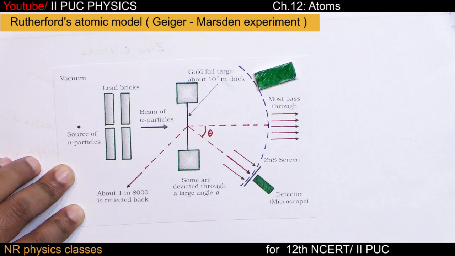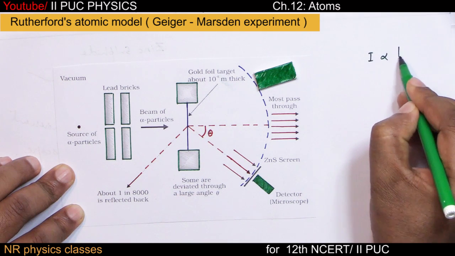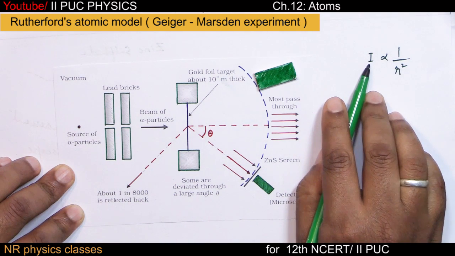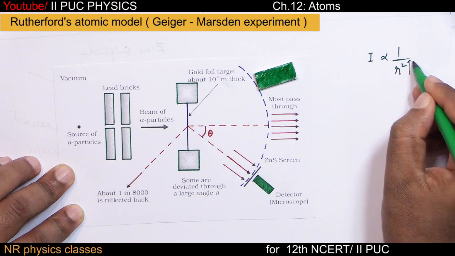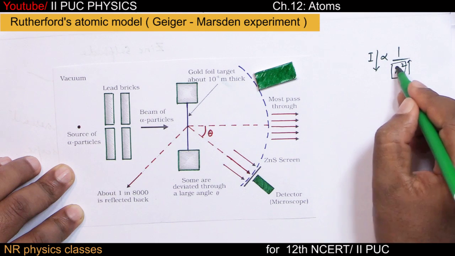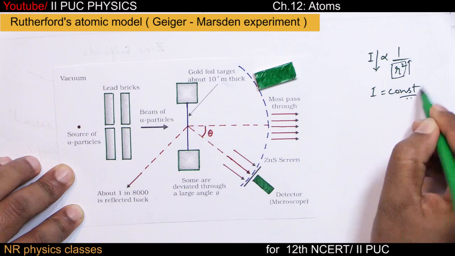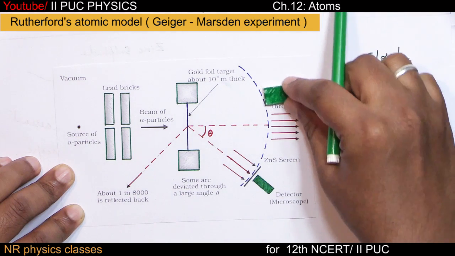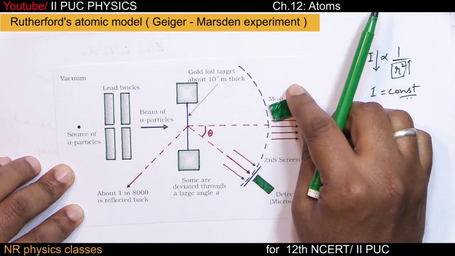So variation of intensity with respect to distance can be neglected, because the intensity of alpha particles is directly proportional to 1 by r square. If distance increases, intensity decreases. If distance is constant, intensity is also constant. So to keep the intensity constant, the detector should be moved along the circumference of the circle like this. Okay, I hope you understood.